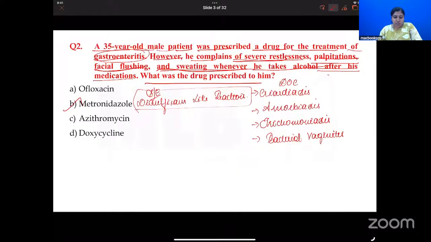Right? This is one of the important keywords you people have to remember. Whenever it is taken with alcohol, this is going to cause an aldehyde dehydrogenase reaction that is going to cause a severe form of side effects. Right? So let's go to the next question.